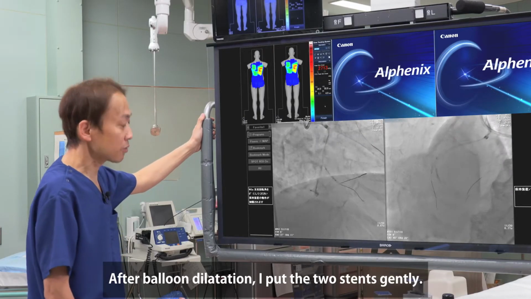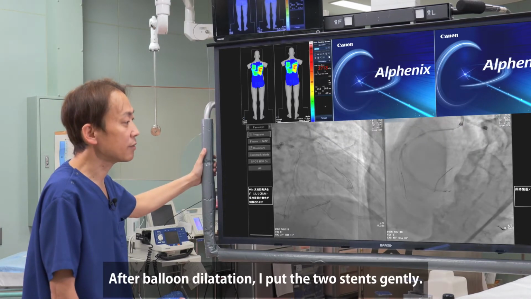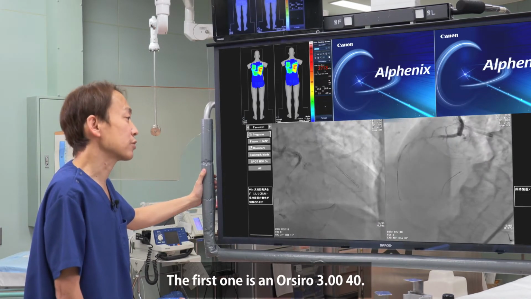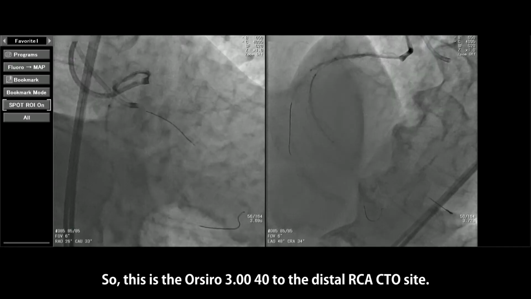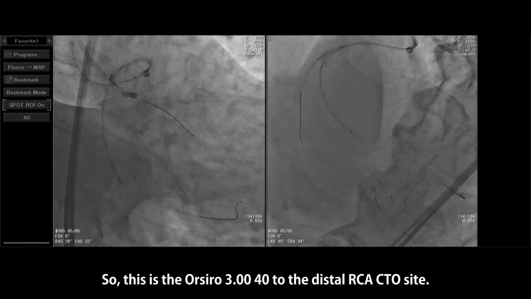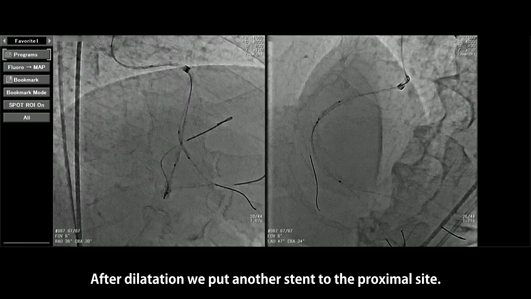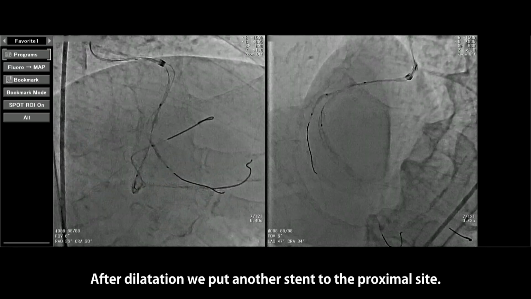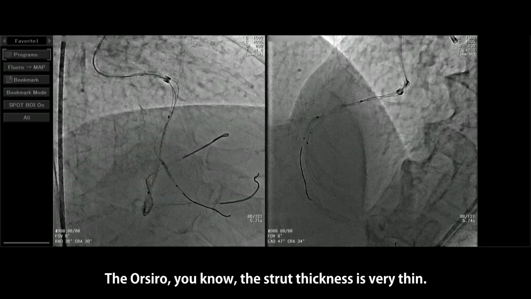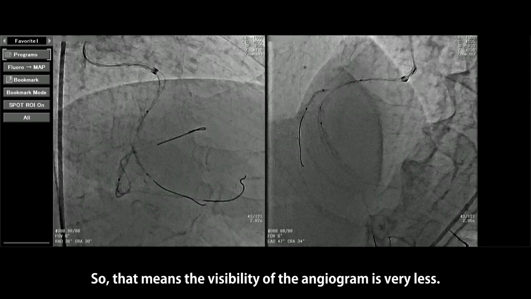So after balloon dilatation, I put 2 stents gently. The first one is an Orsiro 3.0/40. So this is the Orsiro 3.0/40 to the distal RCA CTO side. And then after dilatation, we put another stent to the proximal side. The Orsiro strut thickness is very thin. So that means the visibility on the angiogram is very low.